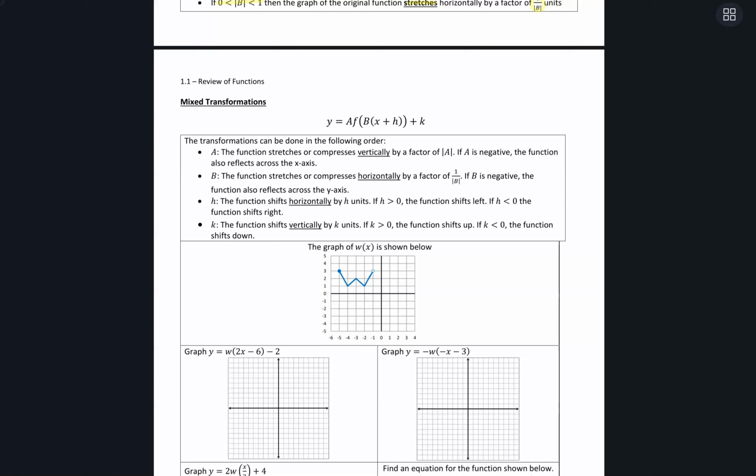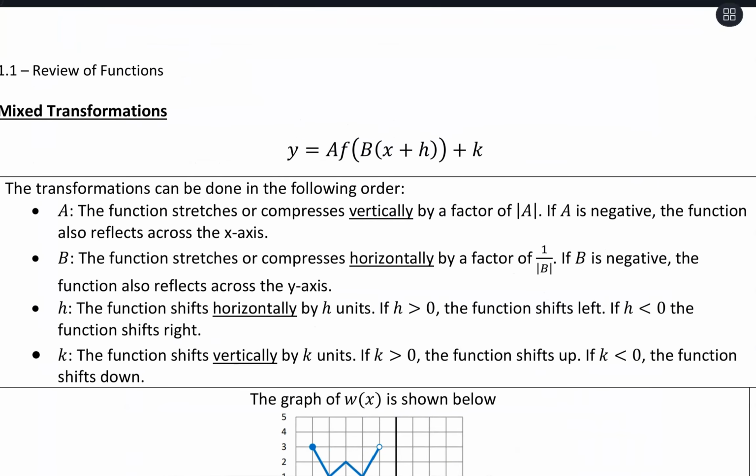But now we're going to put these all together with our mixed transformations. What we have here is our value multiplying on the outside. That's our vertical stretch or compression. Multiplication on the inside, that's our horizontal stretch or compression. If we're adding with x, that's our horizontal shift left or right. And then if we're adding or subtracting something on the outside, that's our vertical shift up or down.